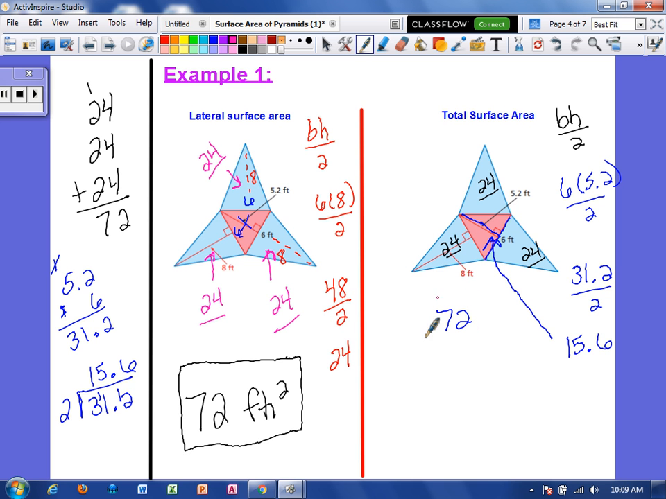Alright, so there's the total area of the faces. So now we're just going to add in the area of the base. Remember, 72 is like 72.0, so we've got to line up decimals. And then just add it together. So we get 87.6 feet squared.